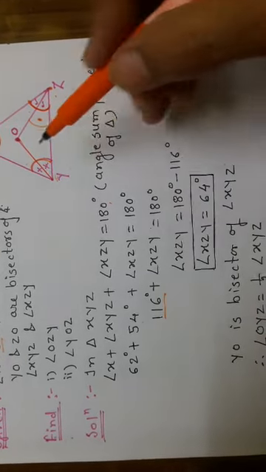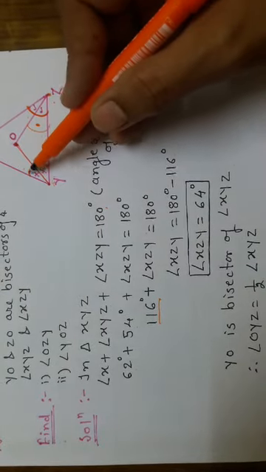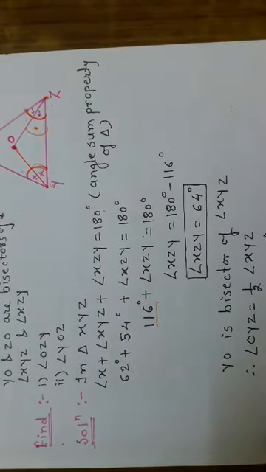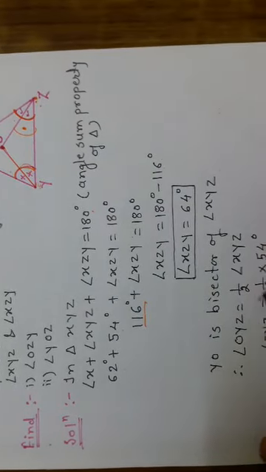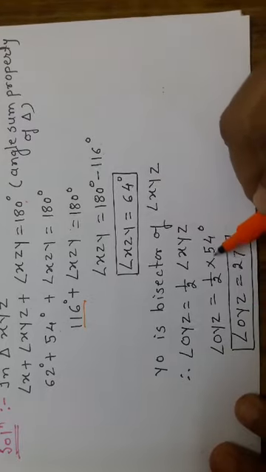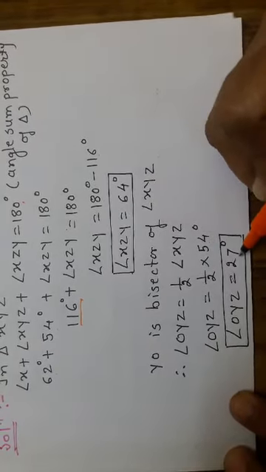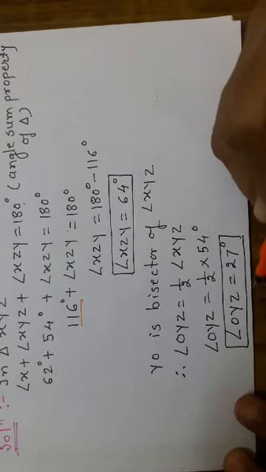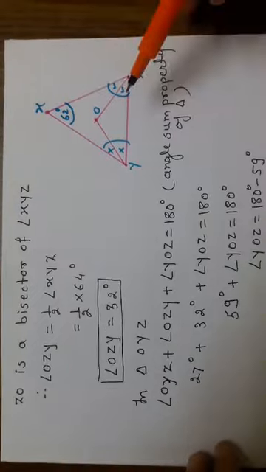Okay. Here YO is a bisector of this angle. So we have to find OYZ. So OYZ is equal to half of angle XYZ, and XYZ is given as 54 degrees. So half of 54 degrees is 27 degrees. That's why angle OYZ is equal to 27 degrees.